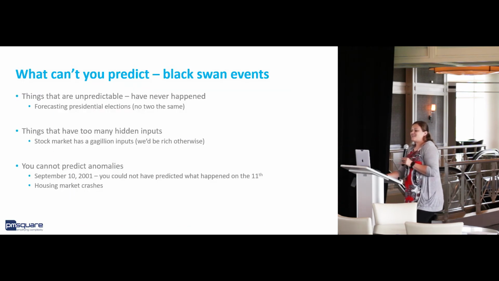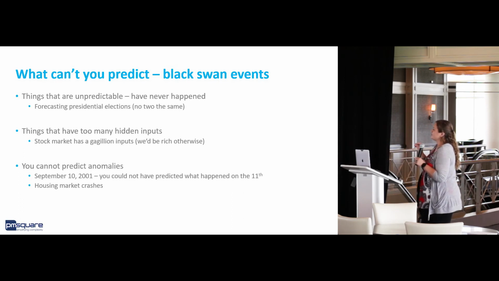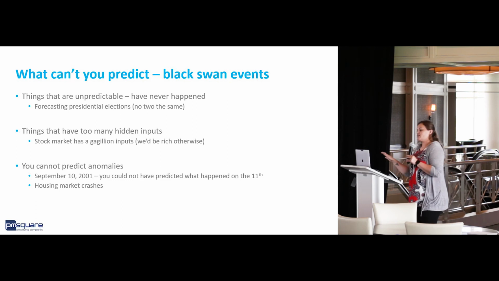So what can't you predict? I want to be clear about this because a lot of the items on this list, there are ways to do some predictions on these things, but using this particular methodology, this simple time series forecast, you cannot predict these things. So things that are unpredictable, things that have never happened. Trying to forecast a presidential election with a time series forecast is a bad idea. There have been no two identical presidential elections in order to give you a rich enough data set to predict the outcome. There are other more sophisticated models, but this one is not it.